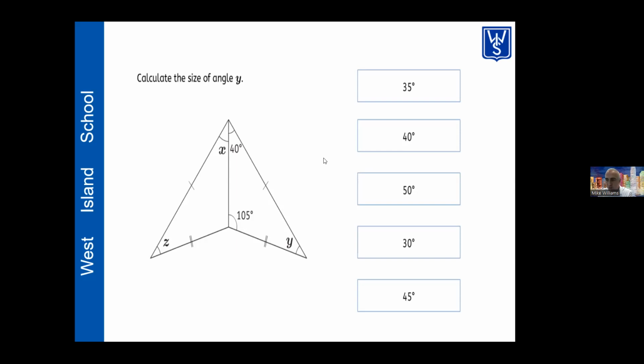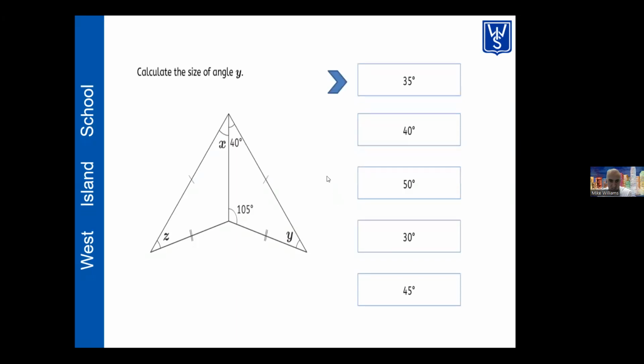Okay, we're getting fewer and fewer people answering now. Perhaps I'm not giving you enough time on there. Let's see who got it right. Two people said 35 degrees, 180 degrees in a triangle.